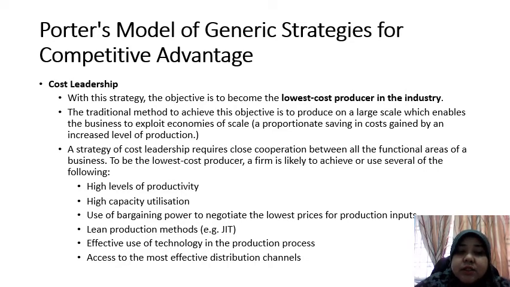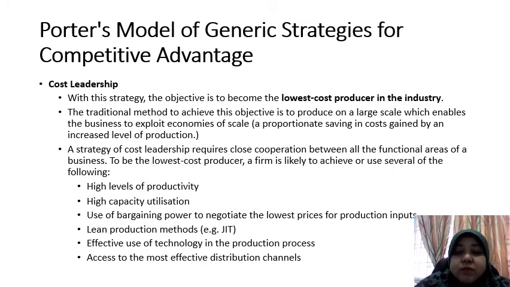Okay. So cost leadership basically is to become the lowest cost producer in the industry. Kalau contohnya macam budget airline, mana yang paling kompetitif in our country, for example. Sebelum pandemic COVID-19 ni berlaku, lowest cost producers in the industry. Dalam airline, budget airline, mana airlines yang paling kompetitif? You can think of it. Okay. So the traditional method to achieve this objective is to produce on a large scale which enables the business to exploit economies of scale. Economies of scale is a proportionate saving in cost gained by an increased level of production.